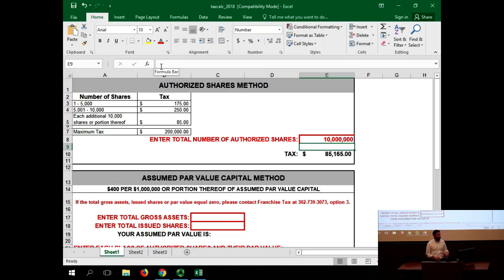Now, fortunately, you don't have to pay that tax because you can use a different method called the assumed par value method. But is everyone clear that if you have 5,000 shares, that number is a lot simpler? The calculation's a lot simpler. Now, this doesn't fit every case. But in my opinion, when you have two guys starting a company and they have no employees, why not keep it simple until you need it?